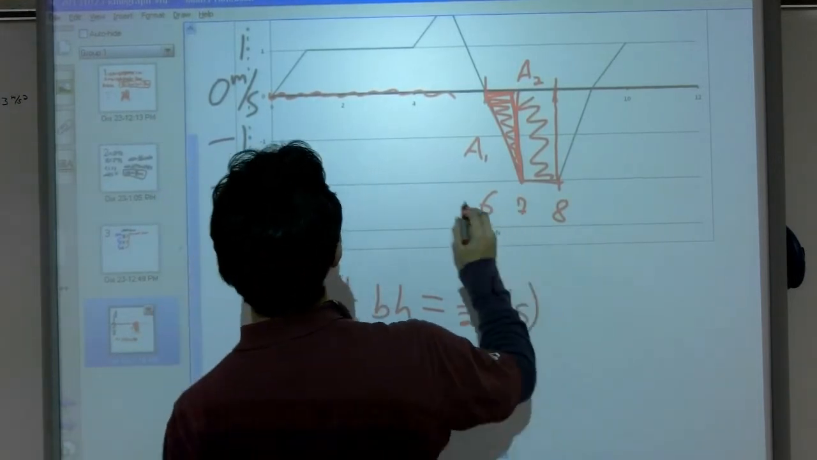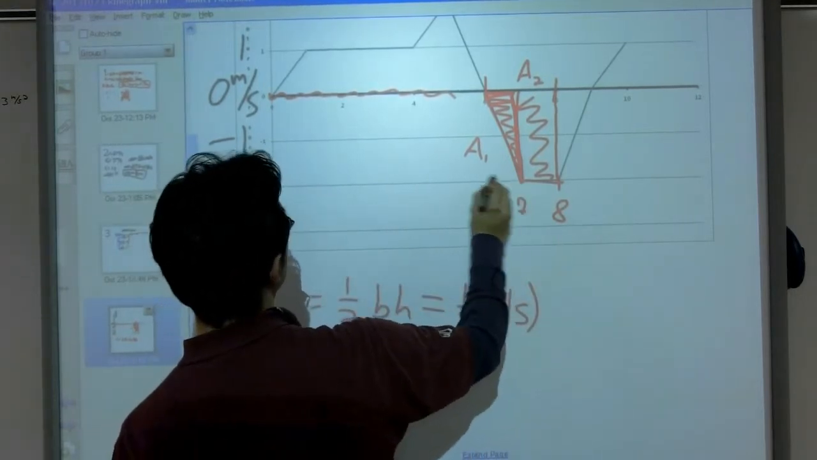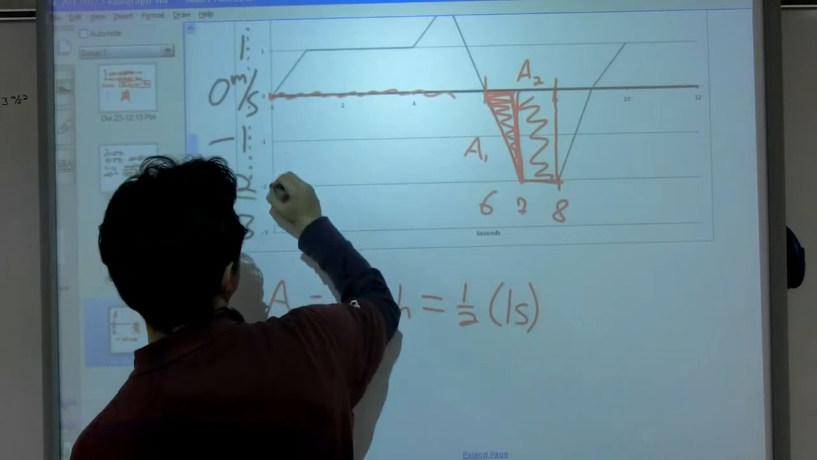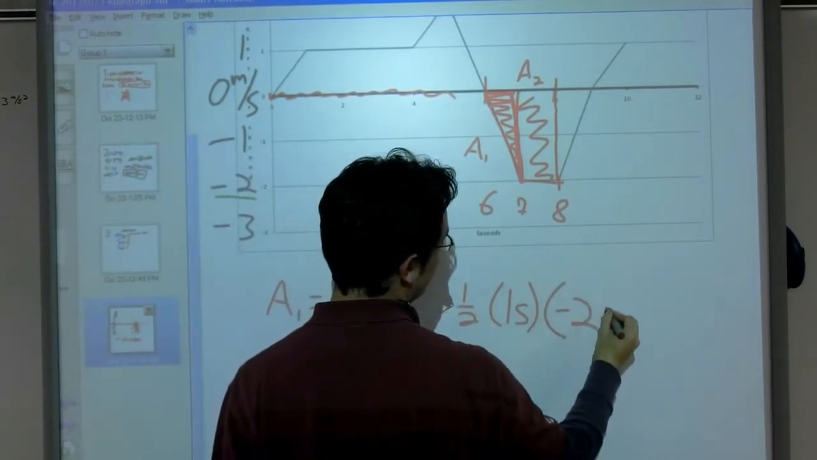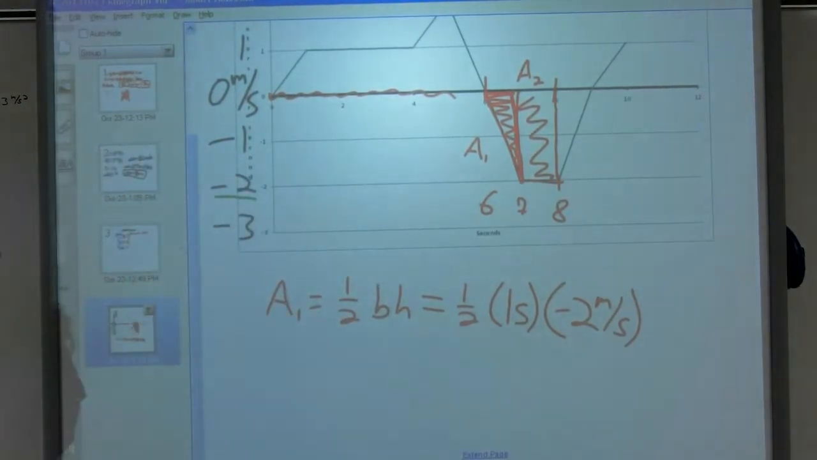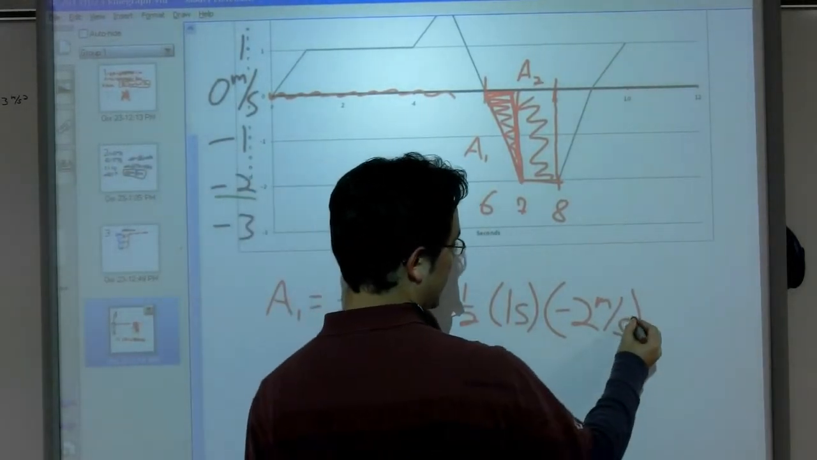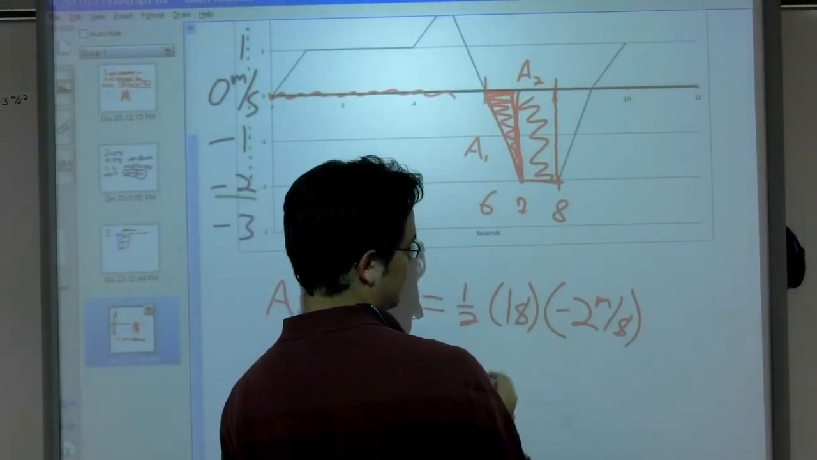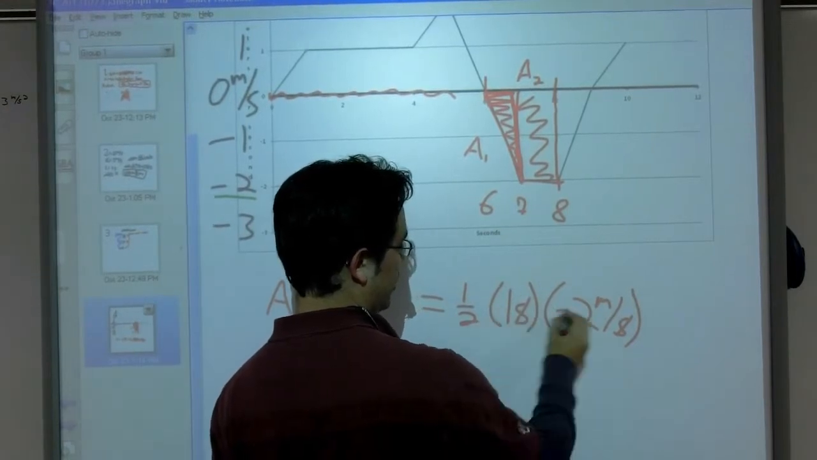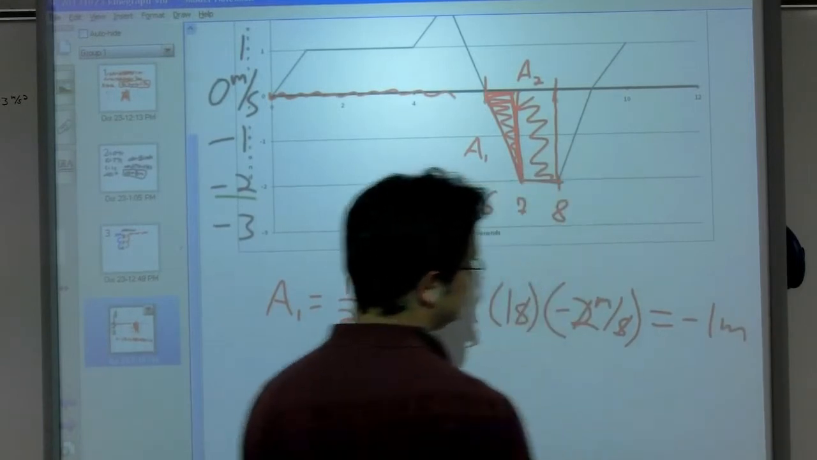And then my height, well, I could keep track of the negative in here, and so that's one way of doing it. My height is from 0 down to -2 meters per second. So go ahead and use the actual values on the graph, and it will actually carry your negatives through for you. And we'll find, just like we saw in the past, divided by seconds cancels out with our seconds, and we're left with, so my 2 cancels out there, we end up with -1 meter.